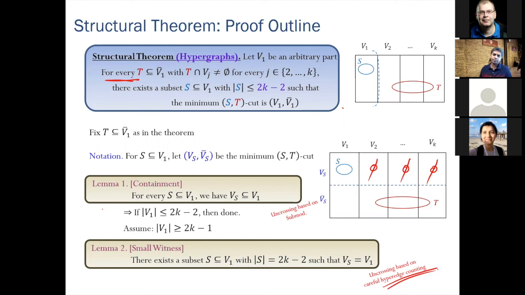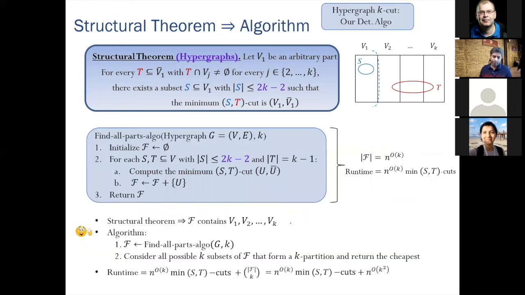Right, these are the two steps to our proof. In the interest of time, I won't go into the details of the proof of these two lemmas, but they're not very hard. In fact, they're very clean and they come out very nicely. I encourage you to read the paper.